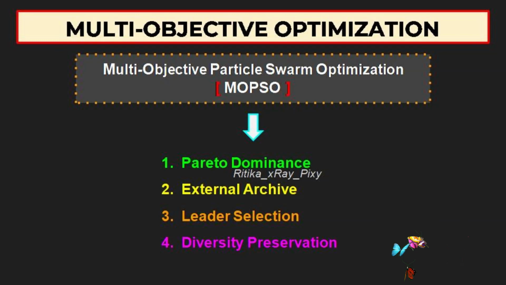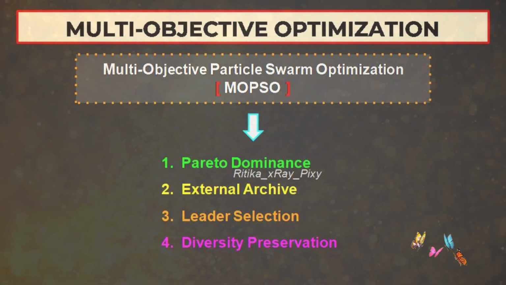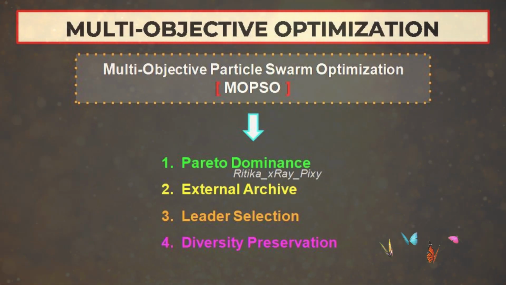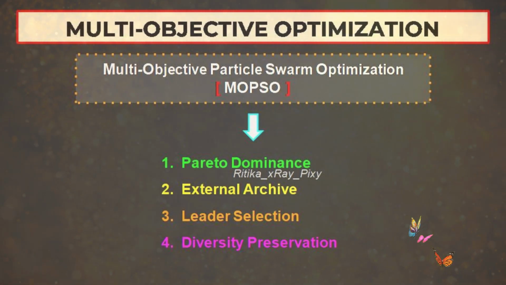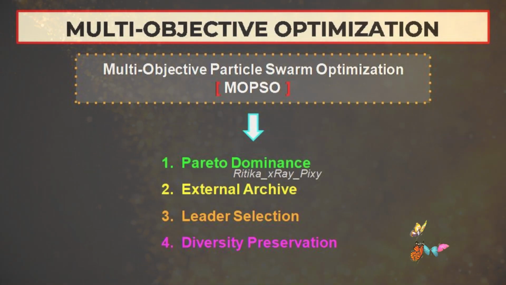As in PSO, the agent's position is updated according to the best position and their own position. So to guide the particles, select the leader from the archive. And the last one, we will make sure the Pareto front has a variety of solutions. So here, fourth, diversity preservation, that we are using to make sure that the Pareto front has a variety of solutions. So we will make certain modifications in this PSO algorithm for multi-objective optimization problems.